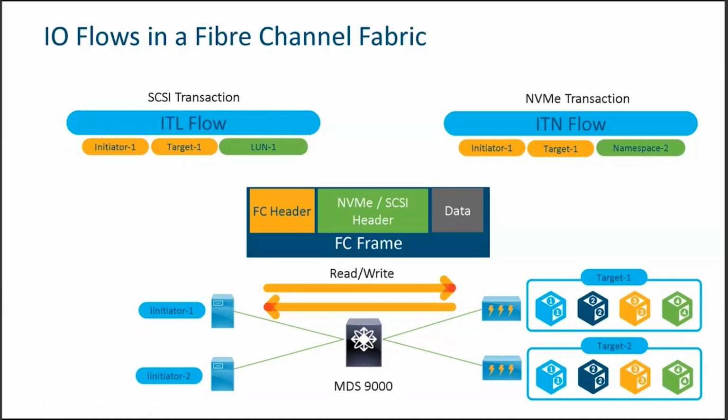But the LUN value, or the namespace value for an NVMe transaction, is sitting within the respective header, be it the SCSI header or the NVMe header. So from there, we bring out that value too, and that makes an ITL flow for SCSI transactions, and for NVMe transactions, that makes an ITN flow.